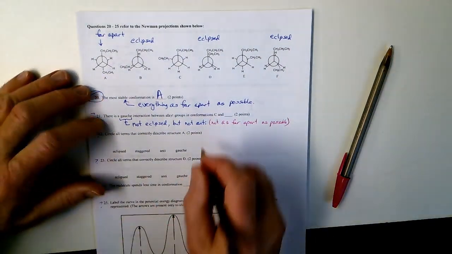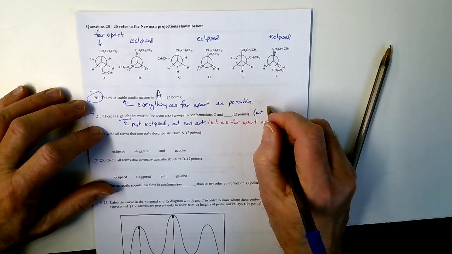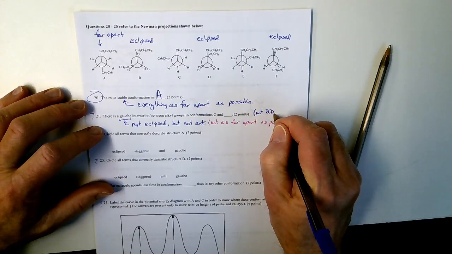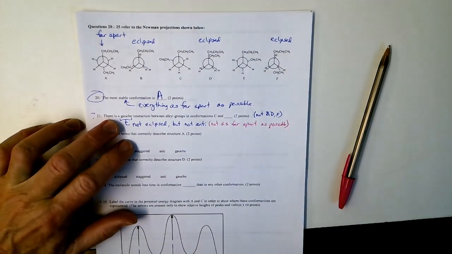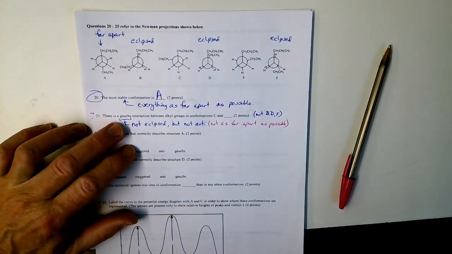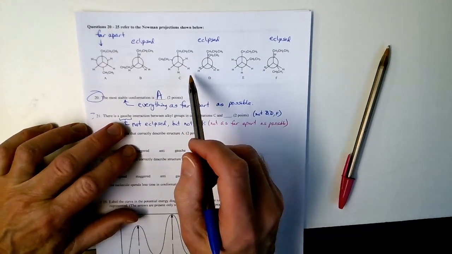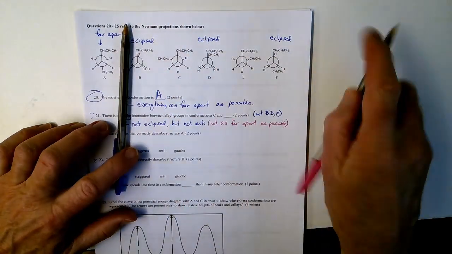Well, this one right here is not going to be B or D or F. So there's a gauche interaction. It's not anti, meaning your 2 biggest groups are close to each other. They're not as far apart as they can get, but they're not on top of each other. We're only looking at C and E, and we're told that the answer includes C. That's a gauche interaction right there.